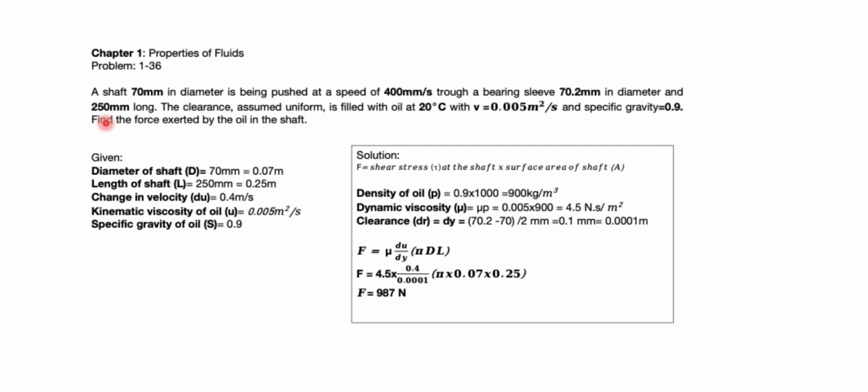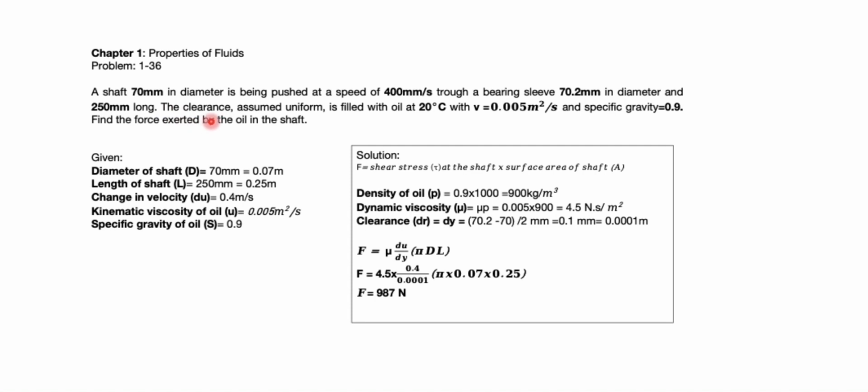Today we're gonna solve a problem in fluid mechanics under Chapter 1, Properties of Fluids, from the book of Gillesania, Fluid Mechanics and Hydraulics, Revised Edition. So, problem 1-36. A shaft, 70 mm in diameter, is being pushed at a speed of 400 mm per second through a bearing sleeve of 70.2 mm in diameter and 250 mm long.